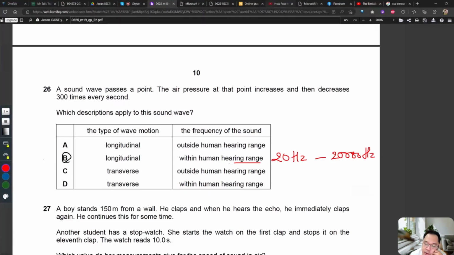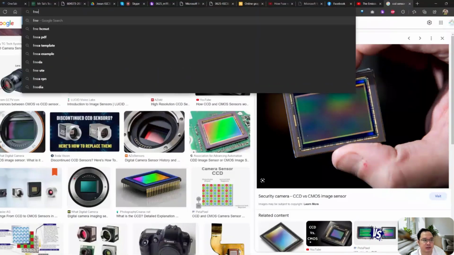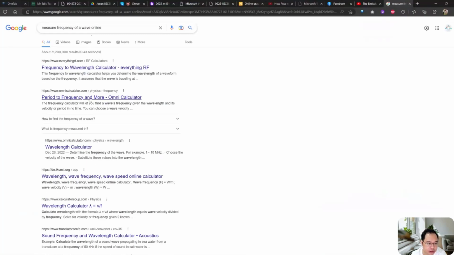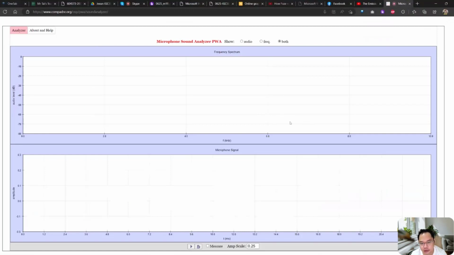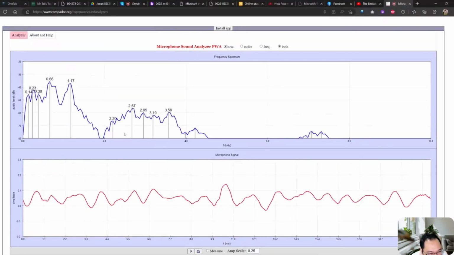I remember a time I showed you that we can measure the frequency of our voice online with a microphone, using a sound analyzer or pitch detector that finds the pitch of any sound. I showed you this once. Okay, do it again. No, do not press the play button. Wait. Frequency, where is that? The peak here.